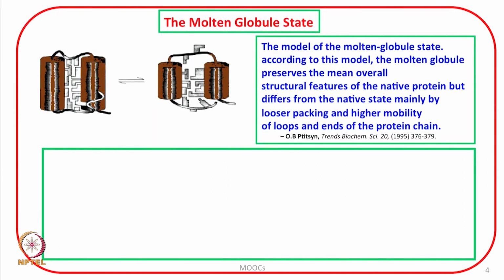Now, as I mentioned, in the late 1980s and early 1990s, the term molten globule state became very popular. As the name itself suggests, molten globule state is the molten form of the globular protein. Molten in the sense that it is not a rigid three-dimensional structure, but it can be in between the native and denatured state of a protein.